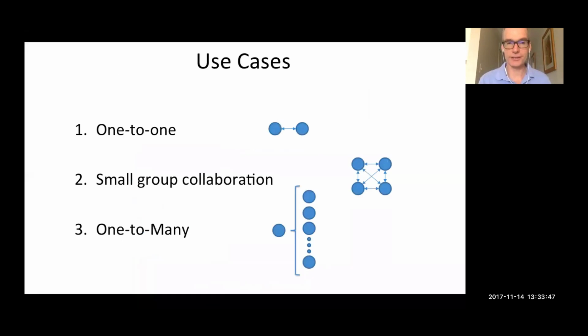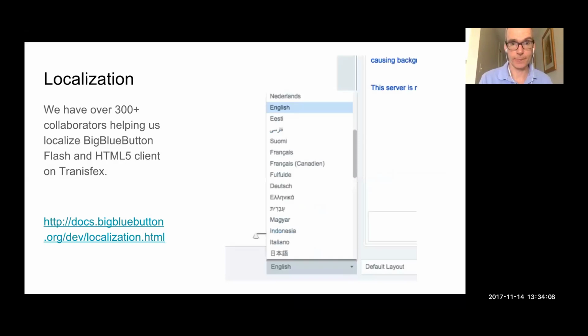So there's 3 use cases that we focus on. One-to-one, which is virtual office hours or tutoring; small group collaboration, where students may collaborate together, or the instructor is in a sort of a more discussion group with the students; and one-to-many, the traditional, I've got some material I want to cover, and I need to engage the students, make sure they're learning, and give them a way they can review the recording afterwards.